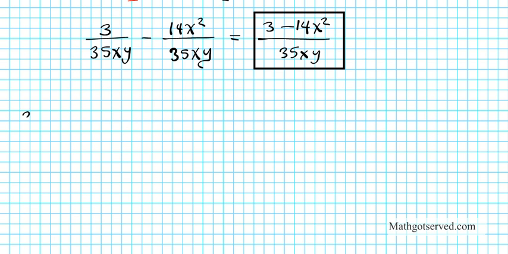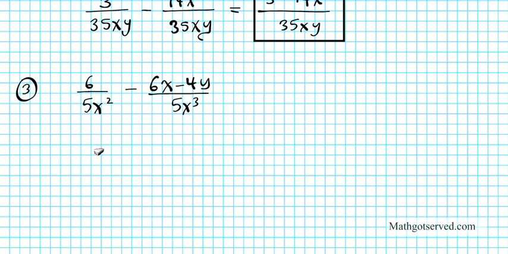Number 3, we're going to do 6 over 5x squared minus 6x minus 4y over 5x to the third. Now I'm going to go ahead and break down the denominators so I can find the LCD. I'm going to have 6 on the left side over, if I break down 5x squared, 5 times x times x, minus on the right side 6x minus 4y over 5 times x times x times x.